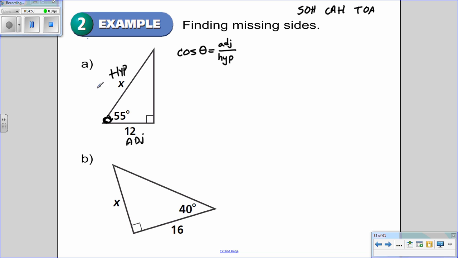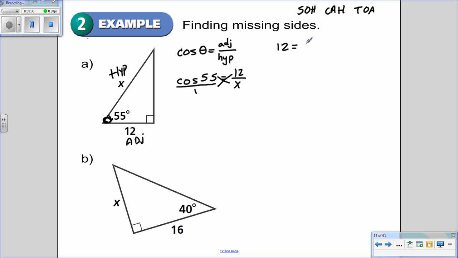Now I'm going to plug in the information I know. Cosine of the angle, that would be 55, equals adjacent over hypotenuse. Adjacent is 12, and the hypotenuse is x. Now to solve this equation, we're going to make it into a proportion. Anything that's not a fraction, I can put over 1. Now I'm going to cross multiply. The work looks like this: 12 times 1, that's 12.